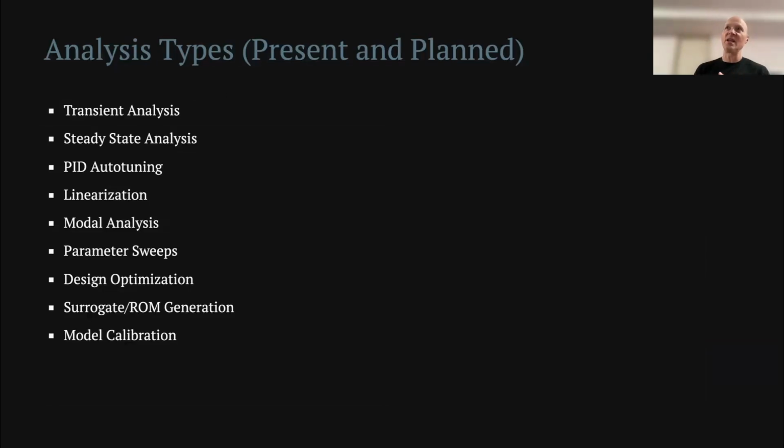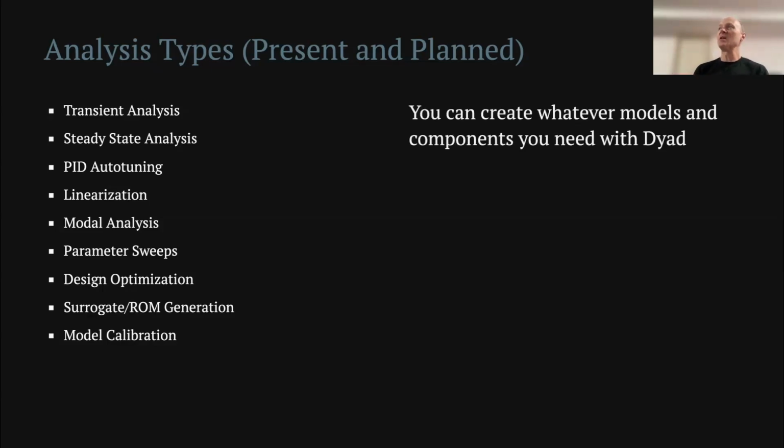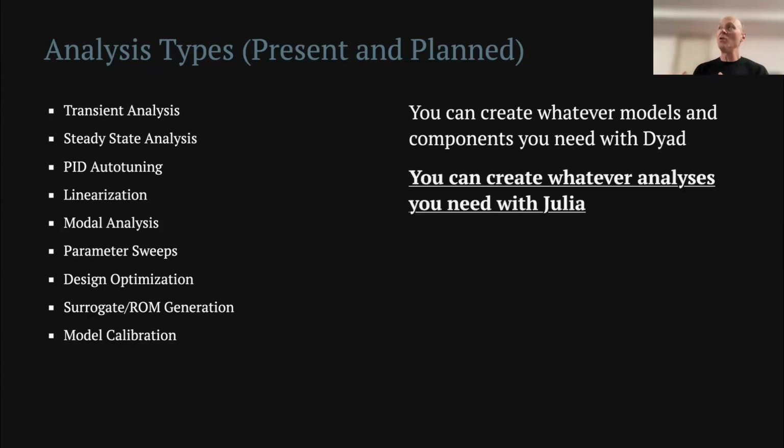So here's a set of current and planned analyses that we want to be able to do: transient analysis, steady state analysis, PID auto-tuning, linearization, modal analysis, doing parameter sweeps, potentially over multiple parameters, design optimization, surrogate generation or reduced order model generation, model calibration. The point here is that you first start by building the models that represent your system. Then you can create whatever analyses you need with Julia to analyze those systems. Obviously leveraging the things that we are going to provide as part of our platform, but having the freedom to implement things that are very specific to your particular product and in your particular workflow.